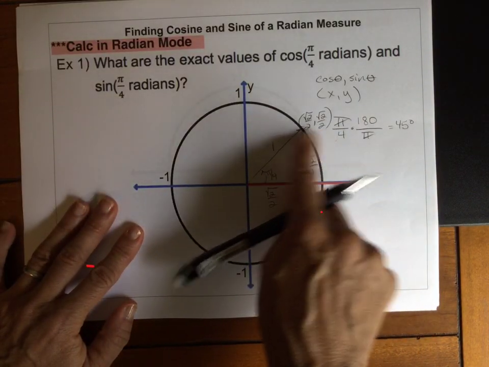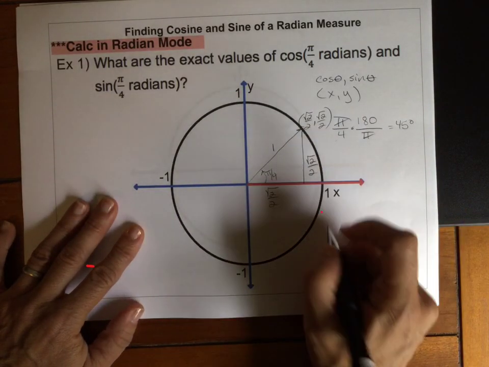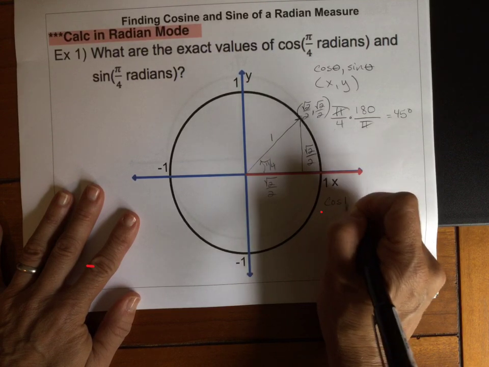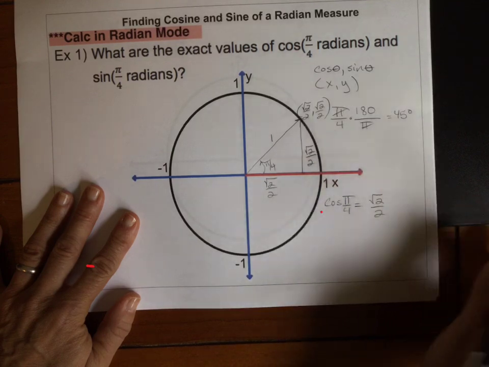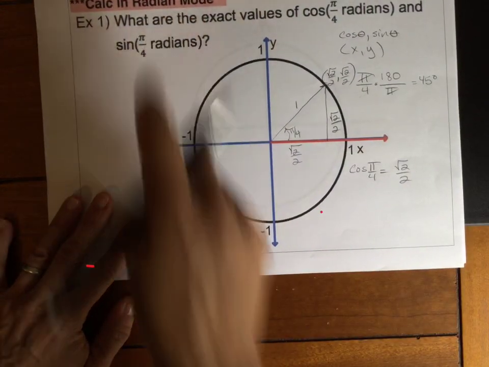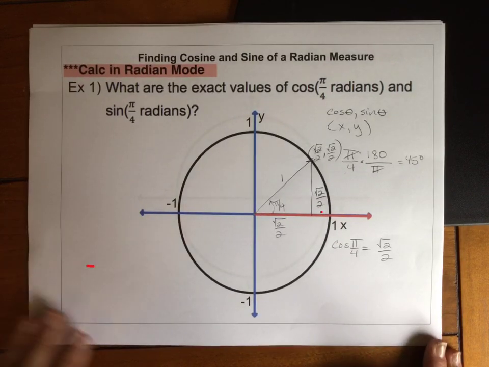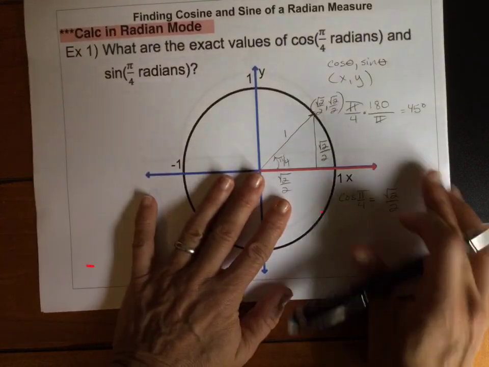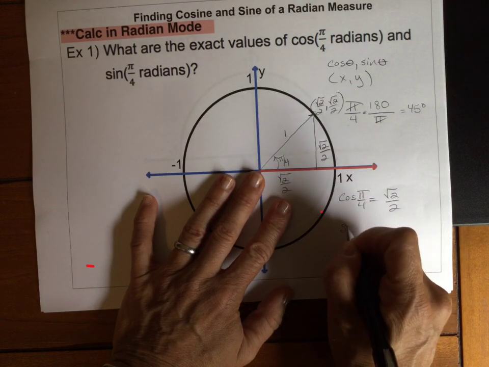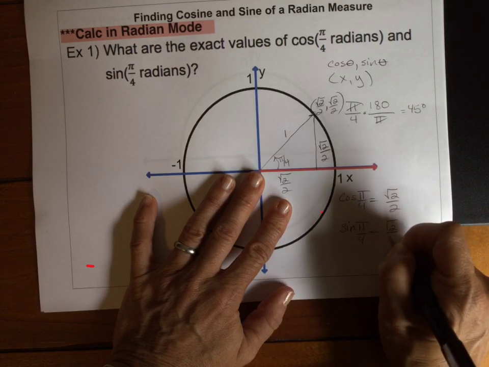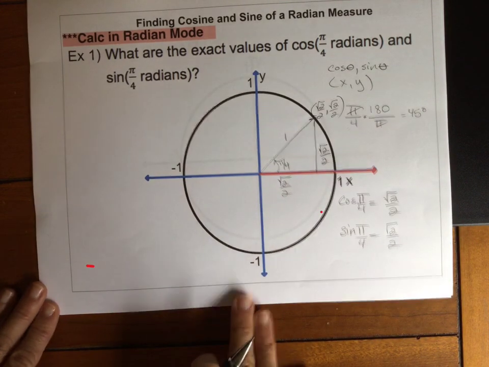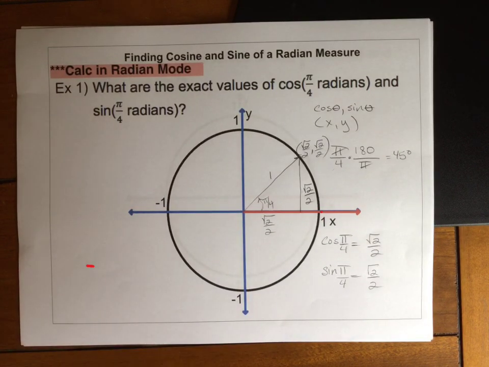So you could either write your answer as an xy coordinate like that, or you could say cosine of pi over 4 equals root 2 over 2. Notice you can check this. You can switch your calculator to radian mode and you can actually calculate it, but it would give you the decimal anyway. But you could check your work. And sine of pi over 4 is root 2 over 2, right? So when you guys get done, you can pause it. Make sure you get your notes down from this.